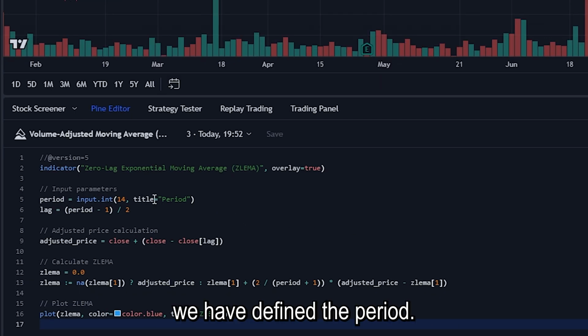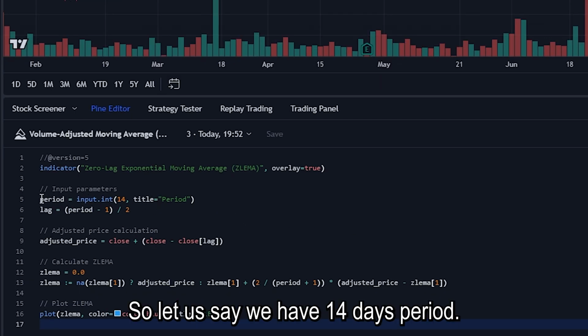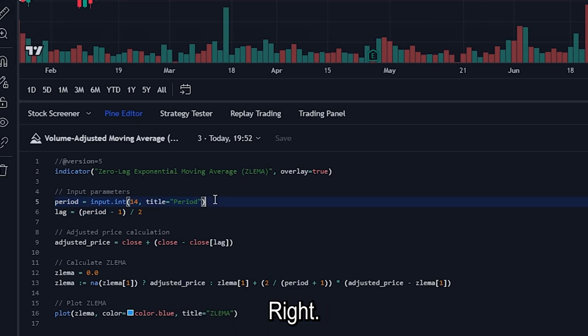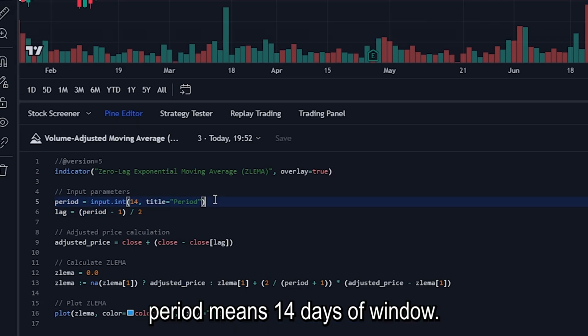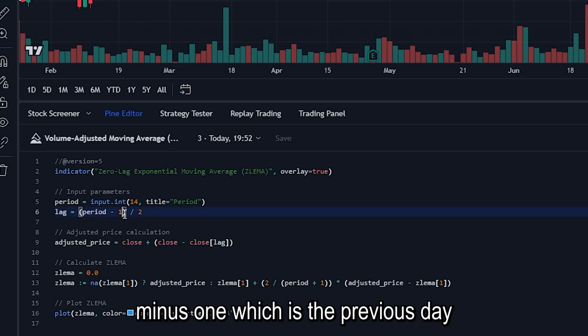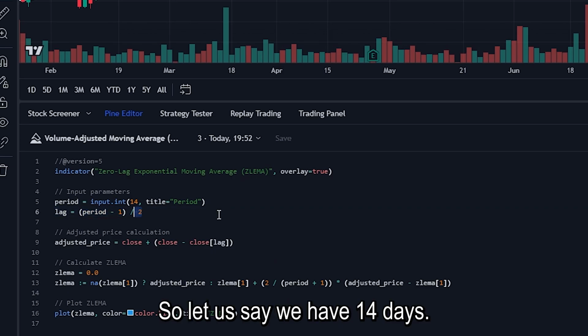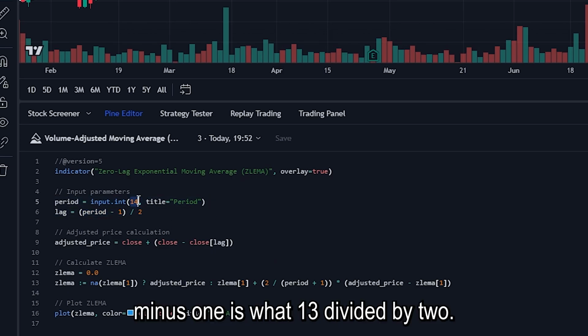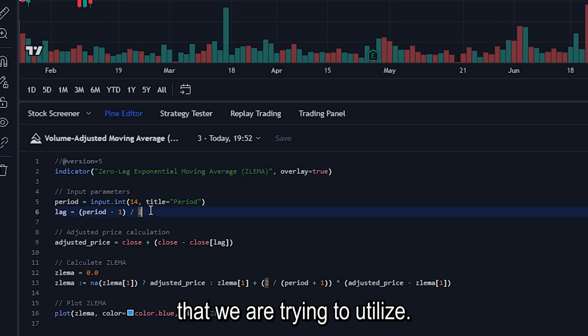So what we are doing is, we have defined a period. Let's say we have a 14 days period, right? A 14 days period means a 14 days window. Now, how we are calculating the lag is the period minus 1, which is the previous day, divided by 2. So let's say we have 14 days. 14 days minus 1 is what? 13, divided by 2. So this is the lag that we are trying to utilize.